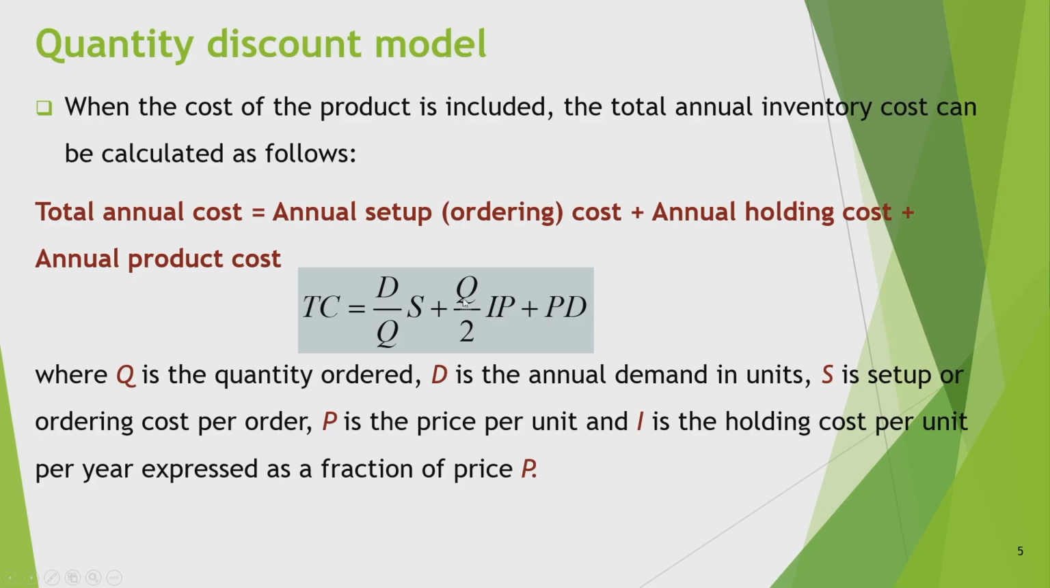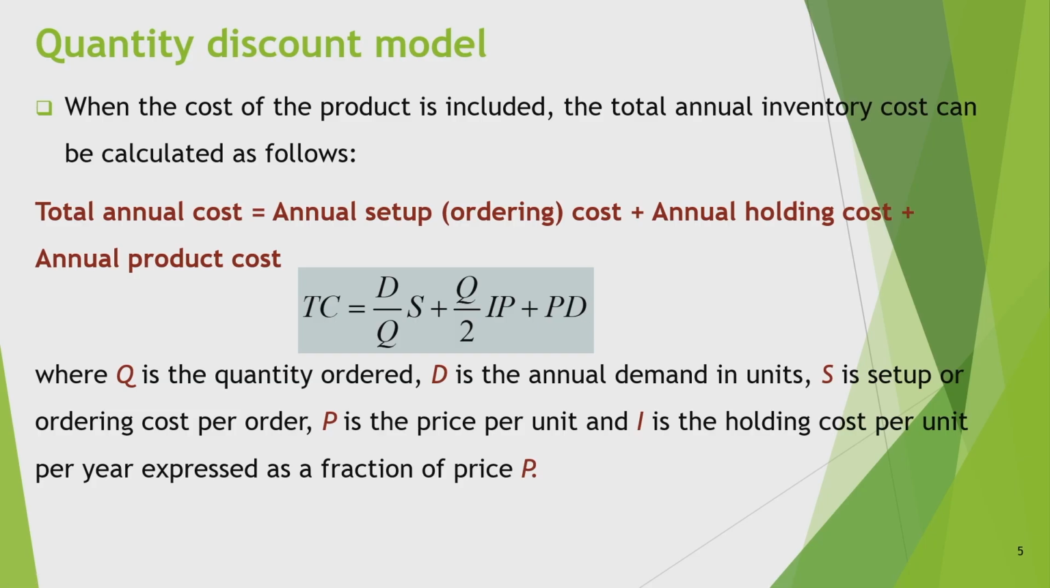Here Q by 2 is the average inventory, because you order Q quantity in one go, and IP is the holding cost per unit per year, expressed as a fraction of price. Therefore, total holding cost is Q by 2 into I into P, plus you get P into D also, where P is the price and D is the demand. So this is the equation.